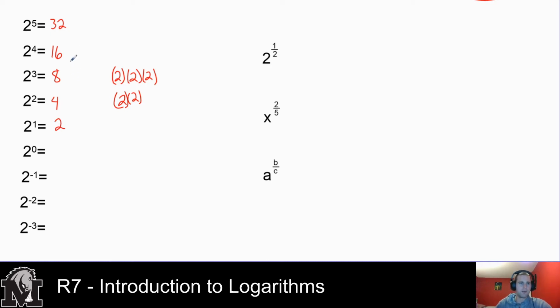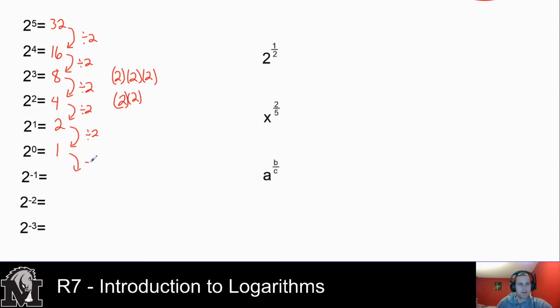What happens when we go down on our list? We go 32 and we go down 1. Well, we divide by 2. And let's go down once more. Again, we're dividing by 2. So each time we are dividing by 2. And that pattern continues, which is why when we go here and we divide by 2 again, 2 divided by 2 is 1. So that's why anything to the power 0 is 1.